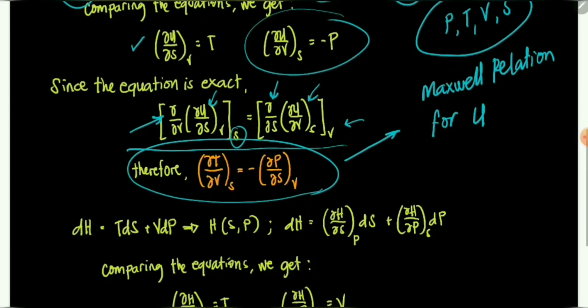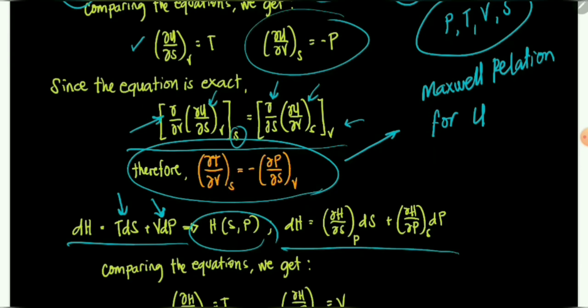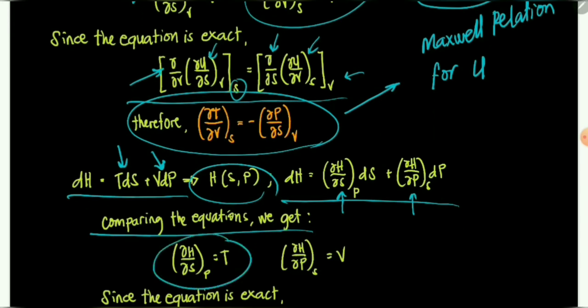Okay? So punta naman tayo dun sa enthalpy. So enthalpy dH is equal to TdS plus VdP, which makes H a function of S and P kasi nag-change yung S and P dyan. dS and dP sila. So we can then express dH as a total derivative with respect to S and P respectively. Okay? So comparing the equations, we get yung change in H with respect to S at constant P, it's equal to T kasi pareho silang dS. Okay? And this one, okay, change in H with respect to P at constant S is equal to V. Kasi by comparison, you can see that they are both multiplied by dP.